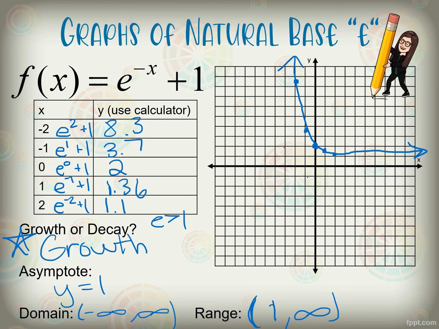So what changed it? This negative creates a reflection in the y-axis. We haven't had that very much this year, so it looks different. We base growth or decay on the base. The negative exponent is what's throwing us off.